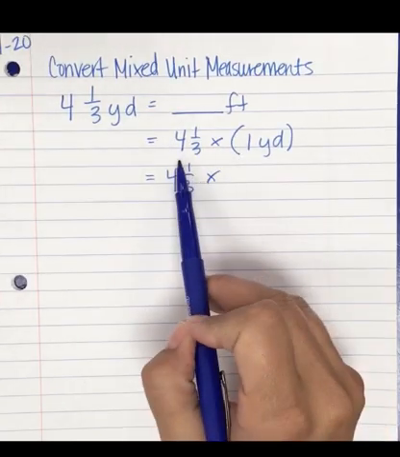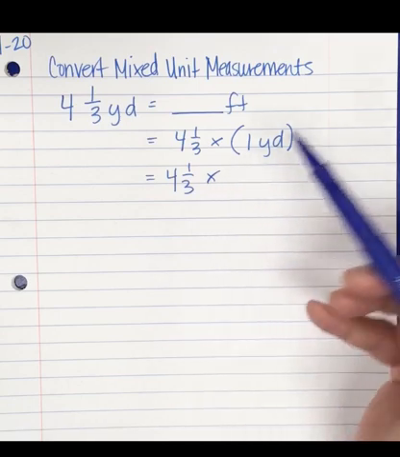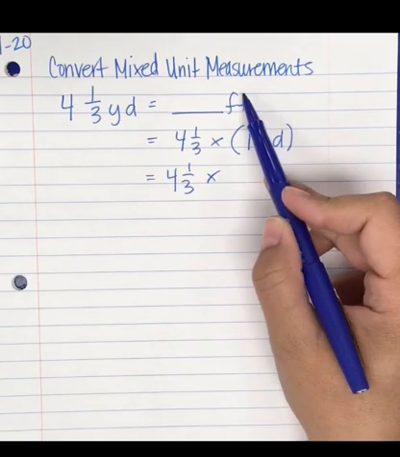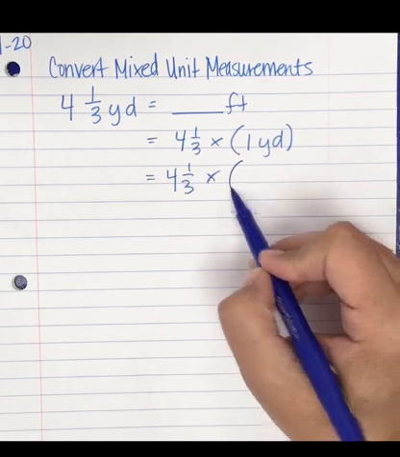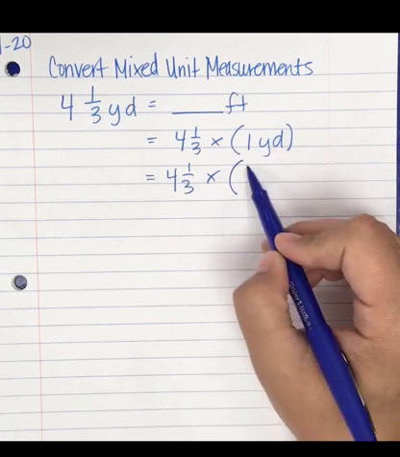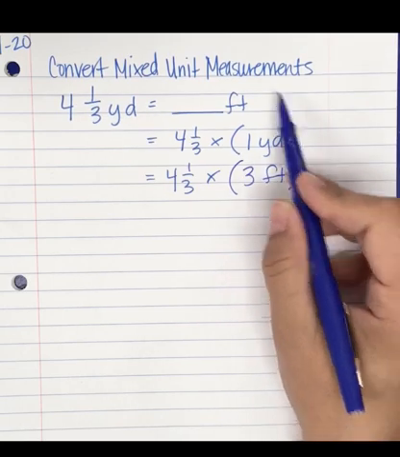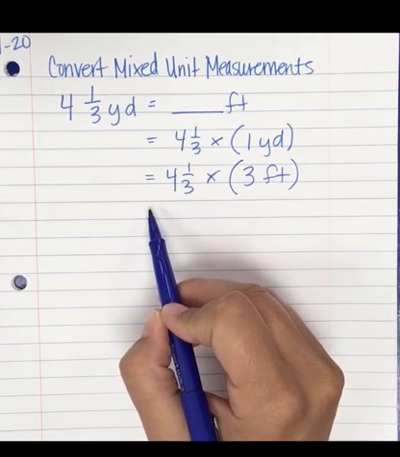And so we've got 4 1/3 times 1 yard. And then we want to think, 1 yard is how many feet? Okay, so 4 1/3 times, 1 yard is how many feet? That would be 3 feet. Okay, so 1 yard is 3 feet. Then we're going to go ahead and multiply.